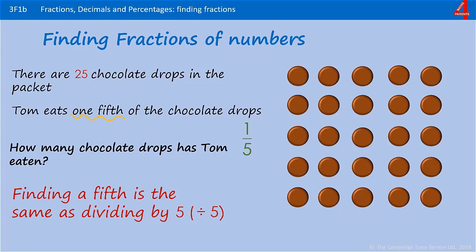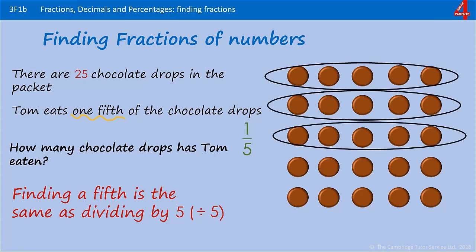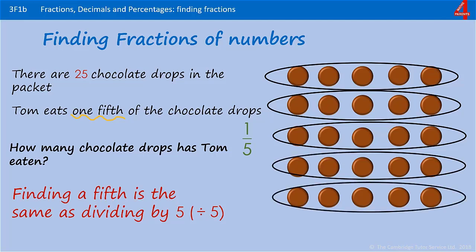So if we divide these chocolates by 5, and again, you'll see that you could do this both ways. So we have 5 equal groups of 5, and in each group we have 5. 1/5 of 25 is 5. So if Tom eats 1/5 of 25 chocolate drops, he's eaten 5.